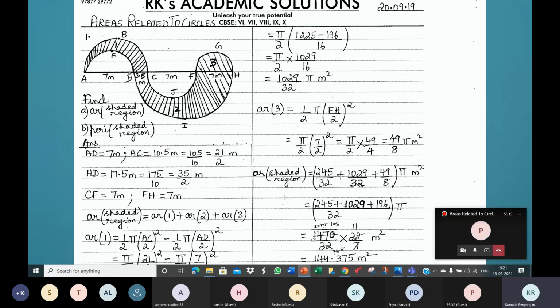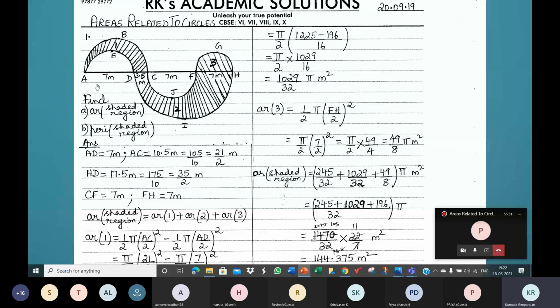So the area of the bigger semicircle minus the area of the smaller semicircle will give us the area of the shaded region. Do the same thing here. You will get the area of the shaded region. So the area of regions 1 plus 2 plus 3 will give you the total area of the shaded region.